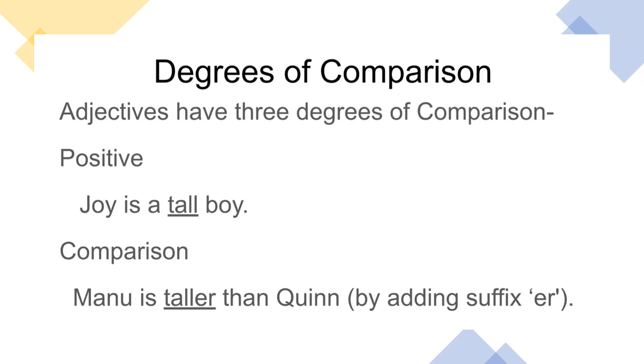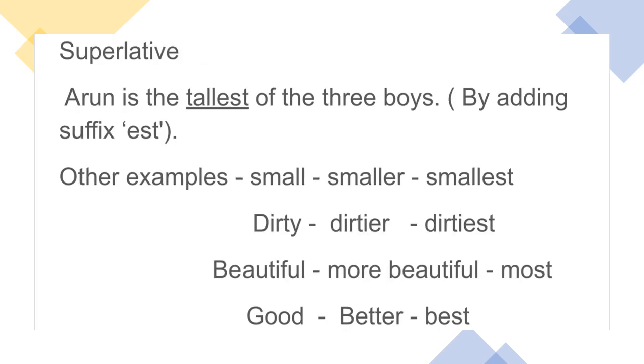Okay, and in the next one, we have superlative, which is the highest form of comparison. Okay, Arun is the tallest of the 3 boys. So here in the word tall, we add a suffix est at the end of it. So we know that Arun is the tallest, and there is no need to compare with other kind of boys.